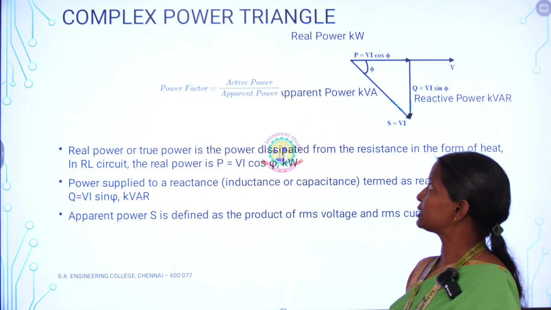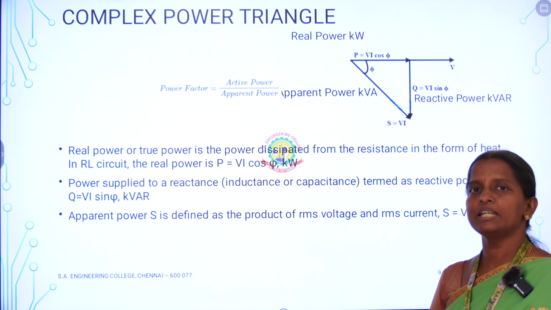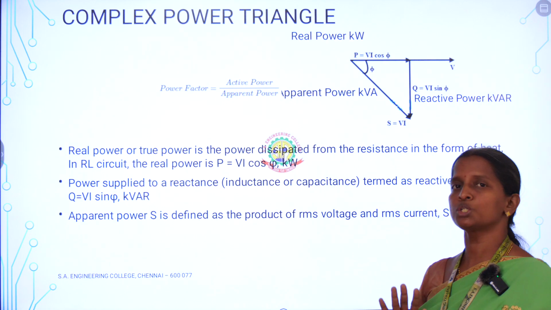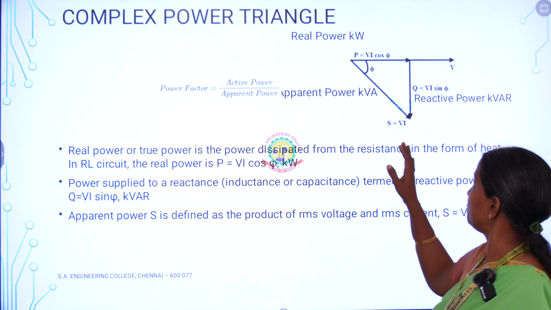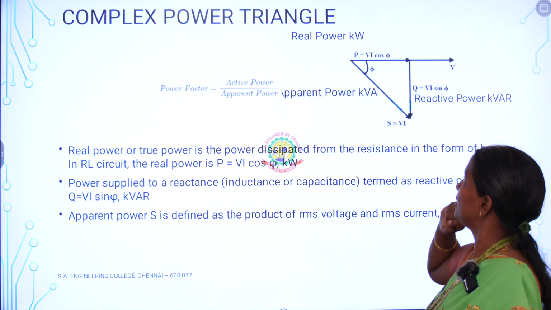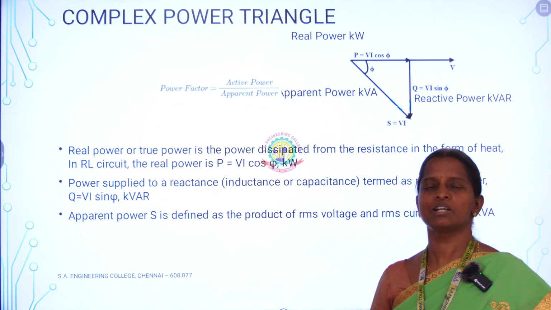Complex power triangle, that is a power triangle. So what is a power triangle? Already we know that your S will consist of a real part and also an imaginary part. The real part is nothing but your VA cos phi, and the imaginary part is nothing but your VA sin phi. So why VA cos phi? Why are we multiplying cos phi here?